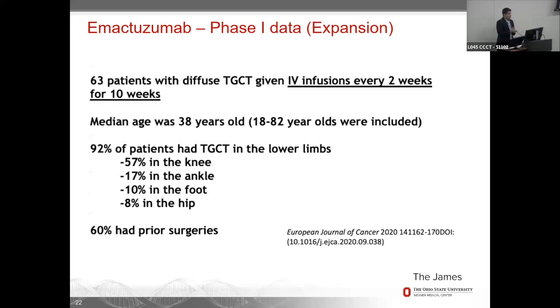So this is the phase 1 data, including the data expansion that was published in 2020. And that included 63 patients. They received IV infusions every 2 weeks for 10 weeks. The median age, putting the 63 patients together, was about 38 years old, in the range, as you can see, 18 to 82. And most of the patients have TGCT in the lower limbs.